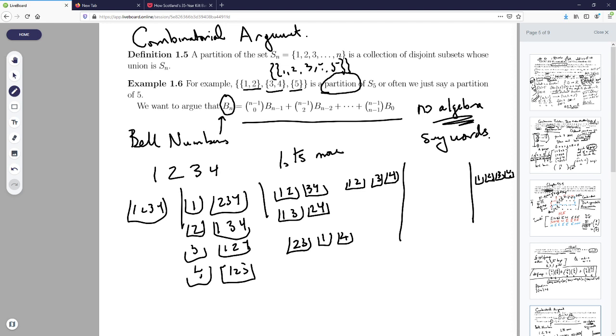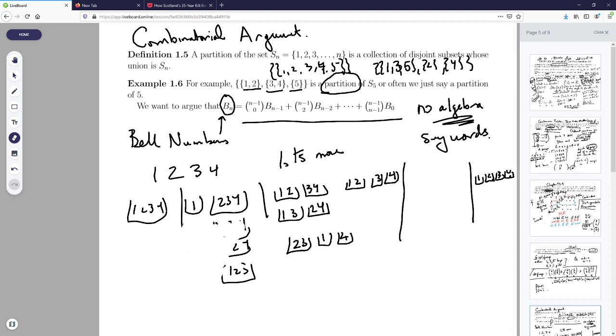I can also have 1, 3, 5, 2, 4, like that. There's a lot of partitions. So the question is how many ways can we count them? And so let me try to make an argument. This argument is all going to be words. There's not going to be a whole lot of algebra.